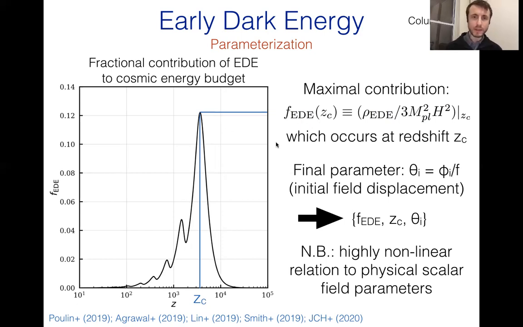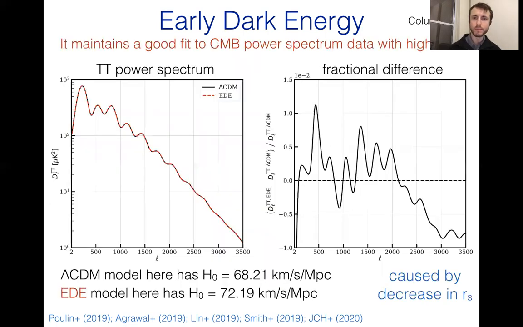And in the microphysics, this is related to the redshift when the field starts to roll down its potential. And then the final parameter needed is just this initial condition, theta_i, which says where this field started on its potential. So there are 3 additional parameters in this model compared to lambda CDM. One thing to keep in mind is that there's a highly nonlinear relation between these effective parameters and the actual physical parameters that appear in the potential, like the mass and the decay constant of the field. And if one does the analysis in terms of those parameters, the conclusions actually can change a bit.